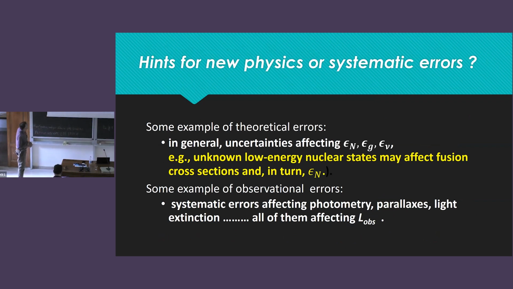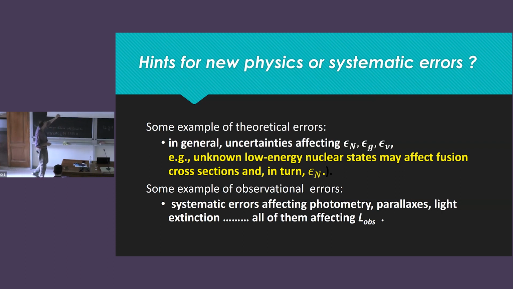Some examples of theoretical errors that may affect this investigation of new physics: practically any uncertainty related to these energy production and sink rates. For example, unknown low energy nuclear states may affect the cross section of nuclear reactions, and this may lead to a worse evaluation of the epsilon nuclear.